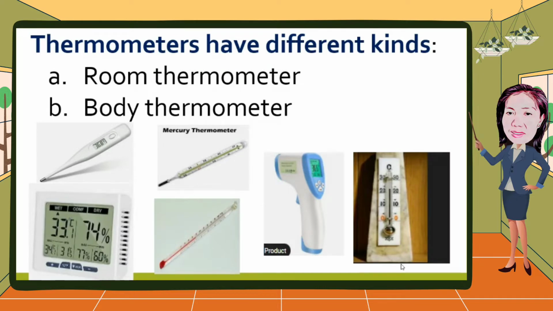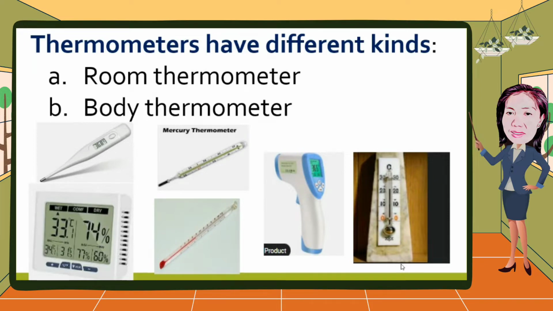So these are the different kinds of thermometers. Actually, thermometers could have two types. We have the room thermometer and the body thermometer. We cannot use the room thermometer for knowing the temperature of the body, but it is used to measure the temperature of the environment, the room, the substance you are going to study, like for example in the laboratory or if you have an experiment.